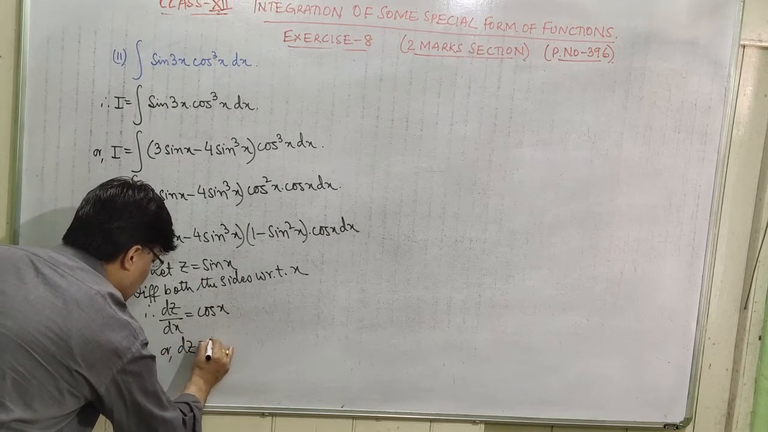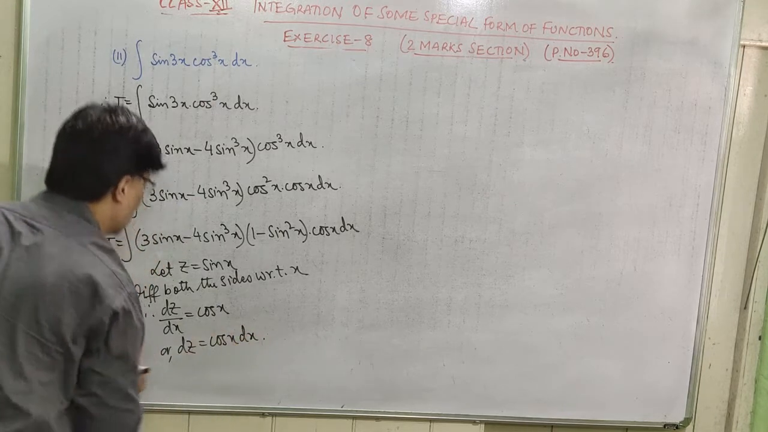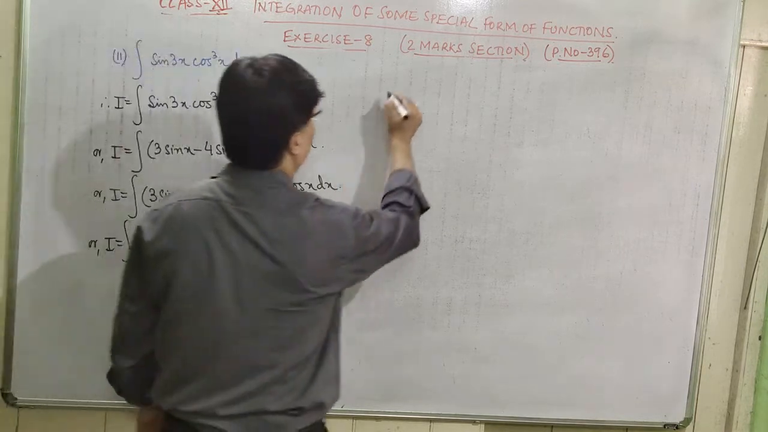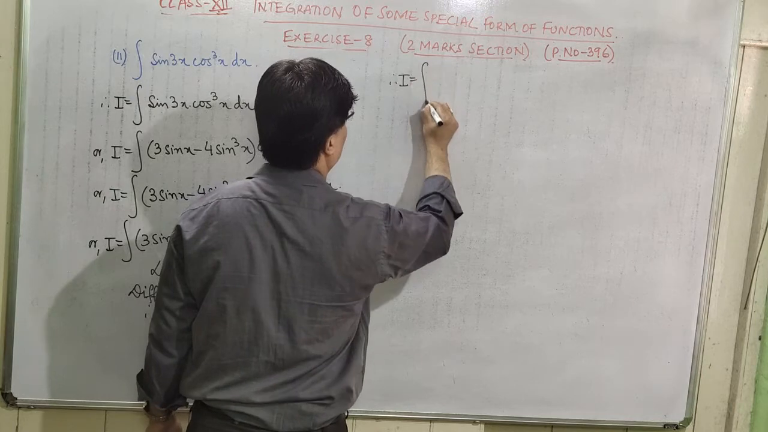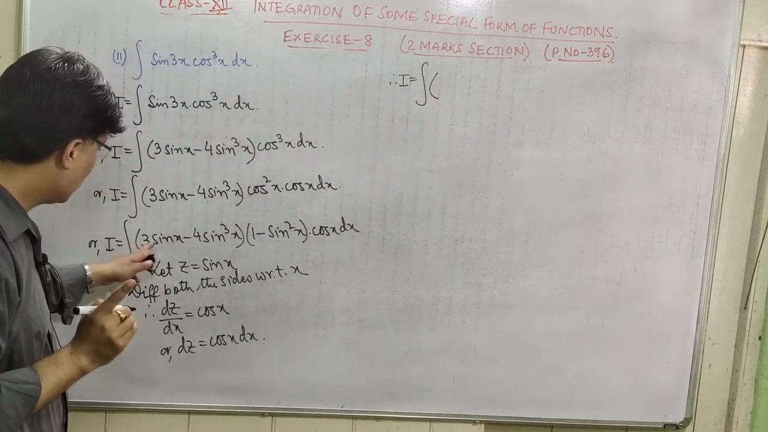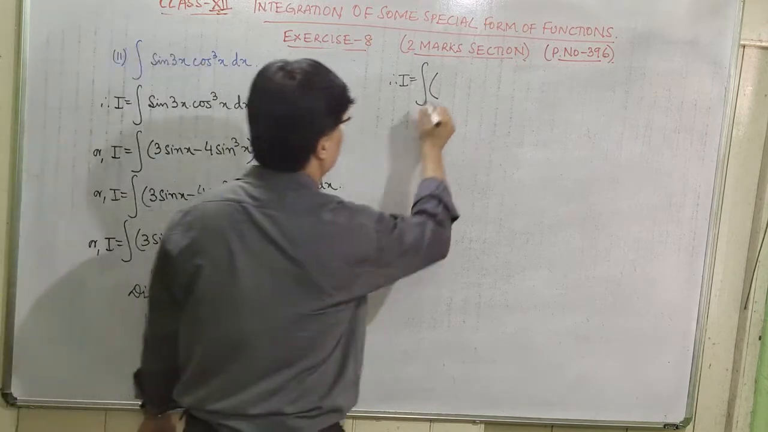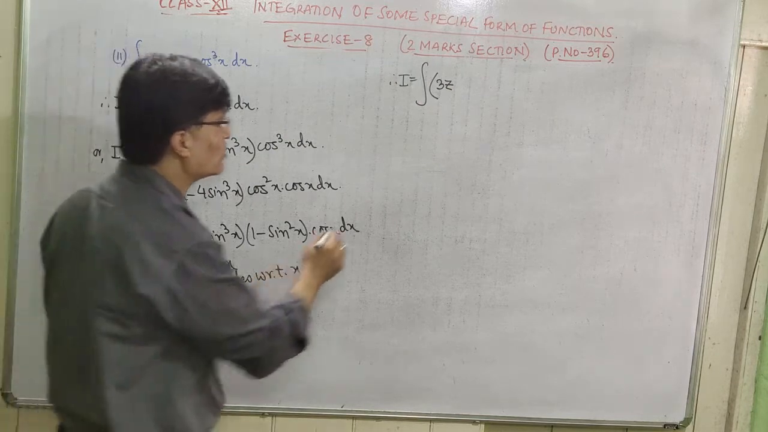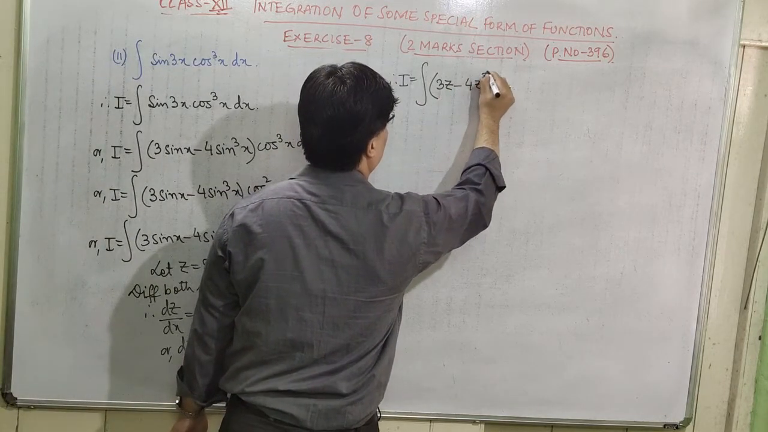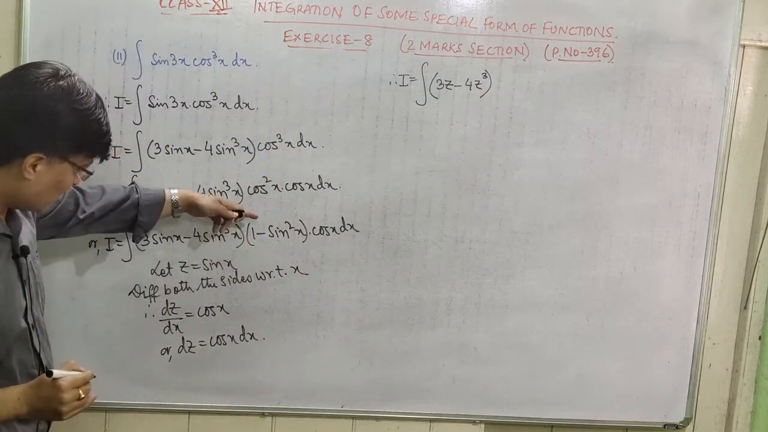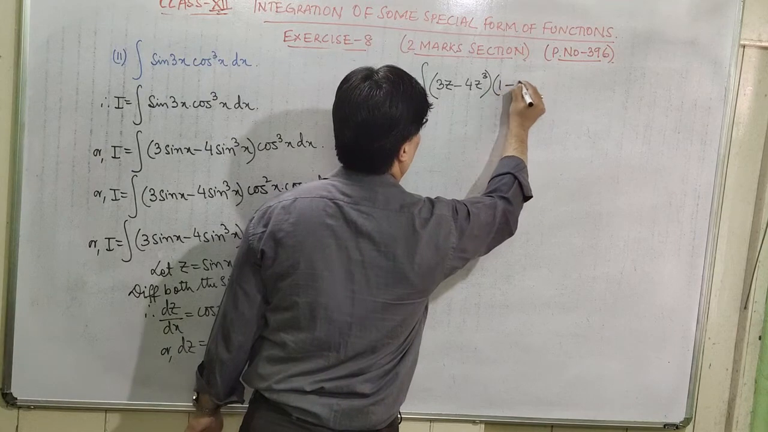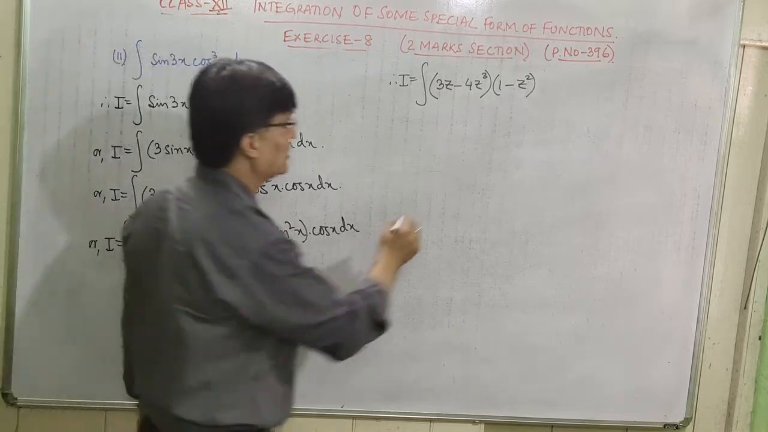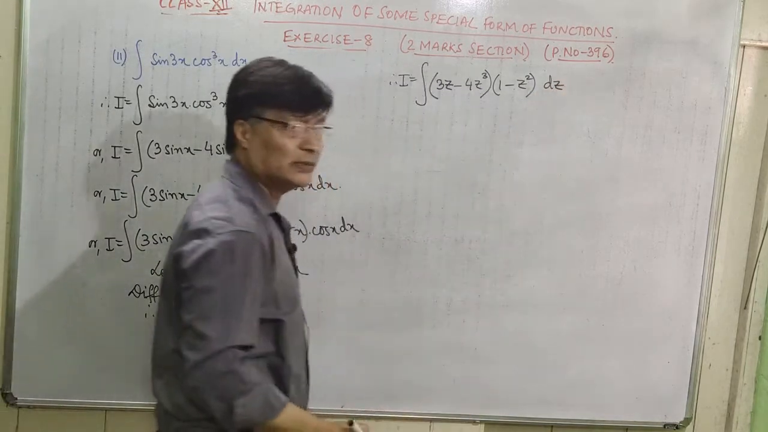So let us do cross multiplication. Dz is equal to cos x dx. So dz is equal to cos x dx, right? So now what is I? Therefore I is equal to integration of, within bracket, 3z minus 4z cube, isn't it? So instead of sine x, you put z. So 3z minus 4z cube, bracket closed. Then within bracket 1 minus z square, isn't it? So this is 1 minus z square, bracket closed. And then what about cos x dx? It is dz. So this is your dz, right?